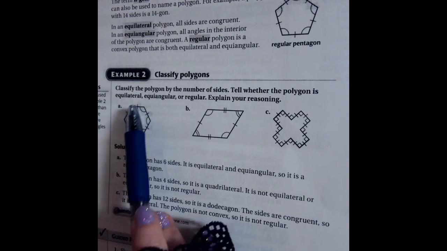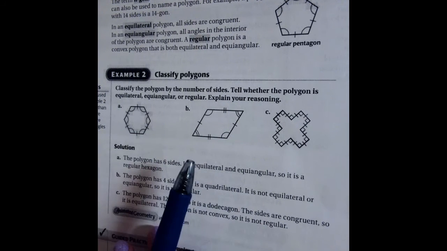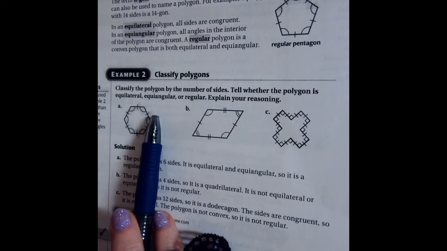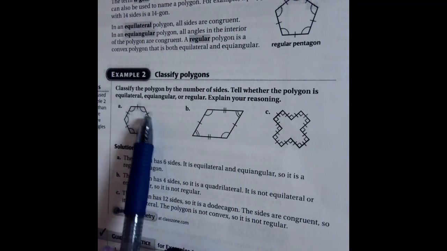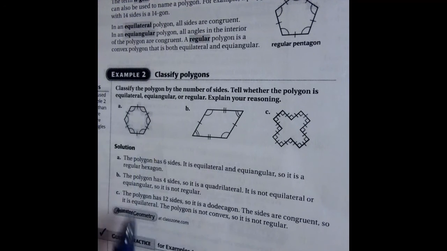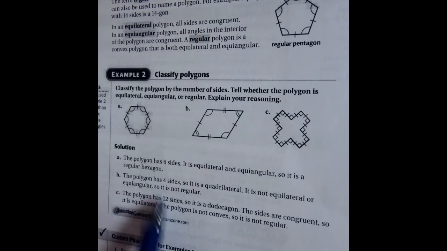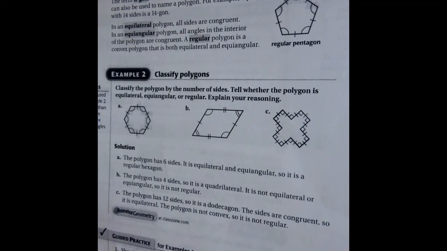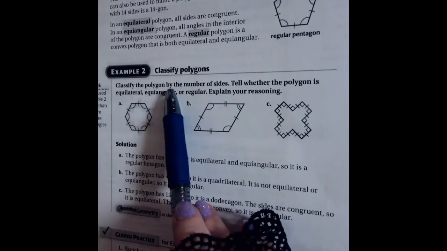So first off, that's got 1, 2, 3, 4, 5, 6 sides. So a 6-sided shape is a hexagon. Also, all the sides are the same and all the angles are the same. So this is a regular hexagon. So it's real easy to see. Now we're going to look here.